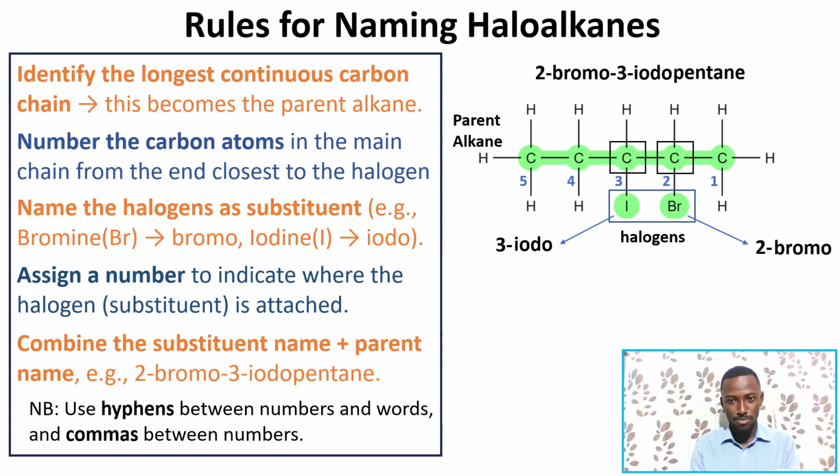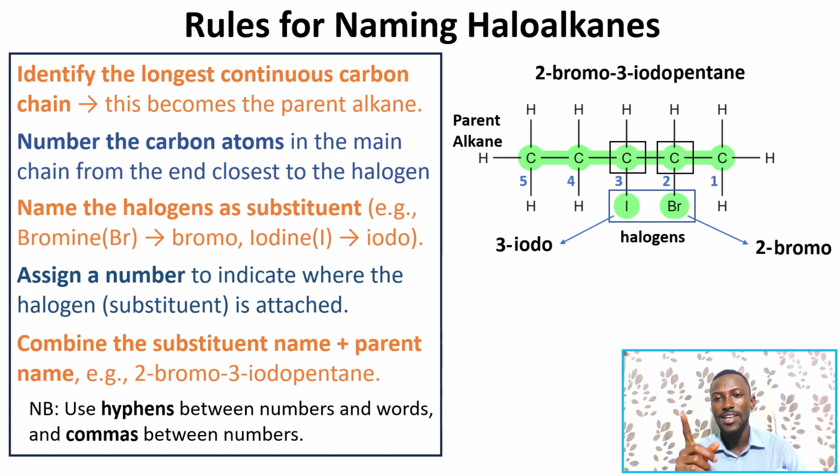Let me explain the name. 2 bromo, 3 iodo pentane. The first part of the name, that is 2 bromo, tells us that there is a substituent called bromo, which is a bromine attached to carbon number 2 on the parent alkane. And then there is another substituent, which is iodine or iodo, attached to carbon number 3 on the parent chain. And pentane tells us that the parent alkane has 5 carbons. So 2 bromo, 3 iodo pentane.